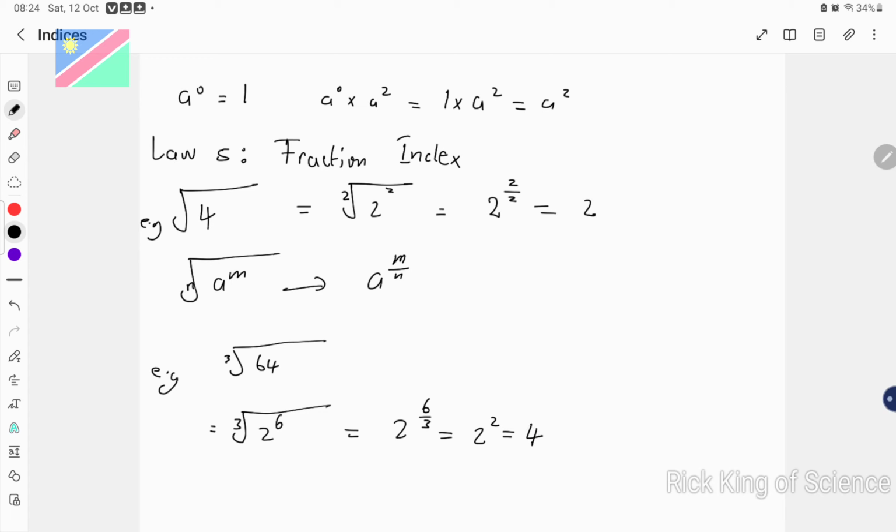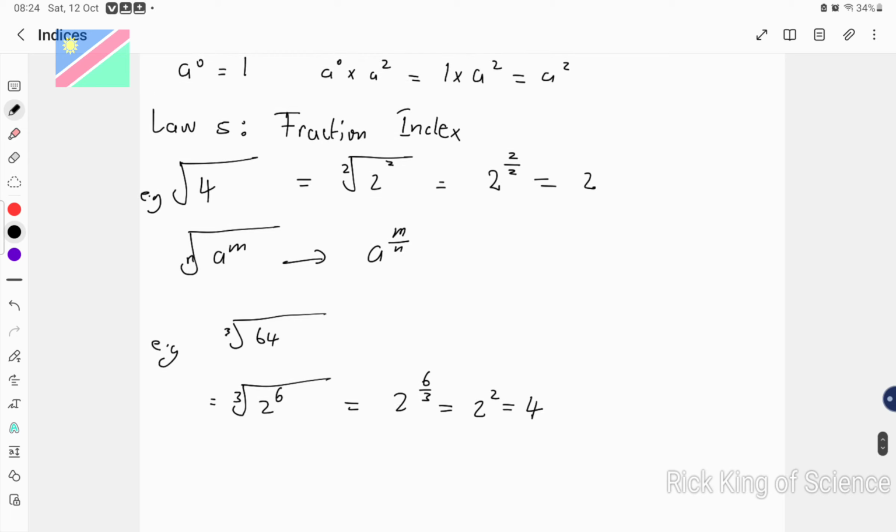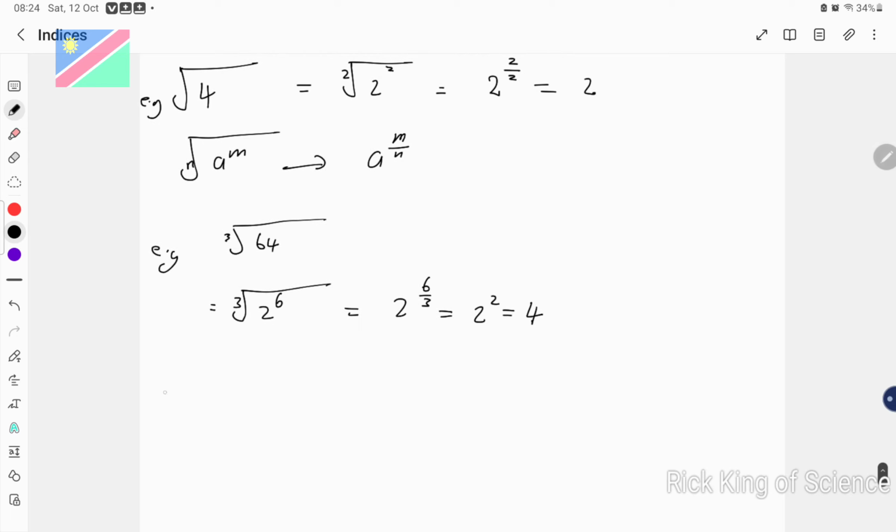The last law is called the negative index law, law 6. I like the law of indices because they are straightforward. Okay, negative indices law, or negative index law.